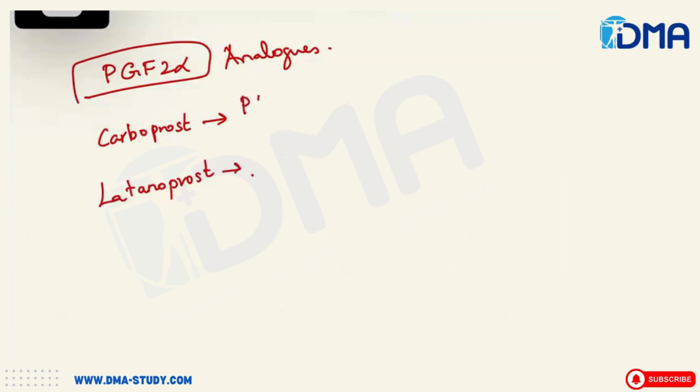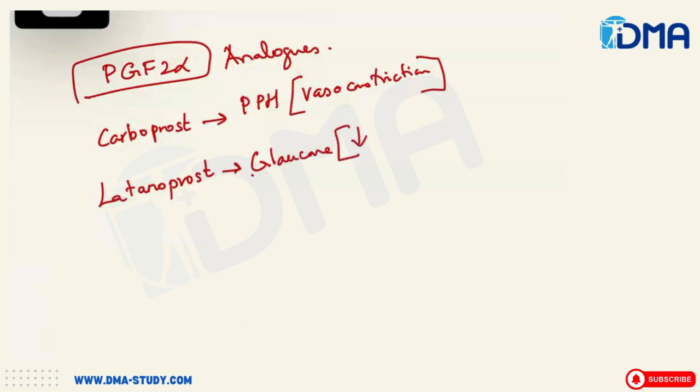Carboprost is used in the treatment of PPH. It basically causes vasoconstriction. What is PPH? Postpartum hemorrhage. Latanoprost is used in the treatment of glaucoma. It similarly reduces the intraocular pressure, thereby producing symptomatic relief in glaucoma.